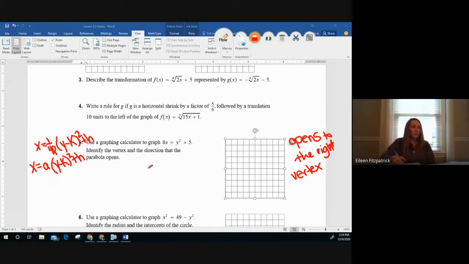All right, so I know we solved for y so that we could graph it using the graphing calculator, but now let's solve the equation for x. So I have 8x equals y squared plus 5. I'm going to divide everything by 8. So x is equal to 1/8 y squared plus 5 over 8. Now whether I compare it to this function or that function doesn't really make a difference.